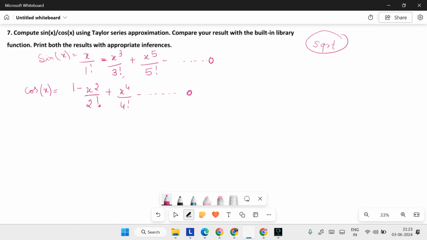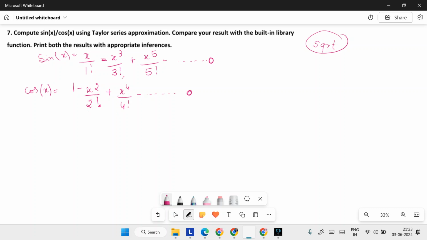So functions are of two types. One is the already existing functions that are available in the C library, called built-in functions, and the functions that you write yourself are called user-defined functions. So you write a function for sin x, calculate the result. Then you use the library function to calculate the sin x. Now you compare the result of your user-defined function and the library function.